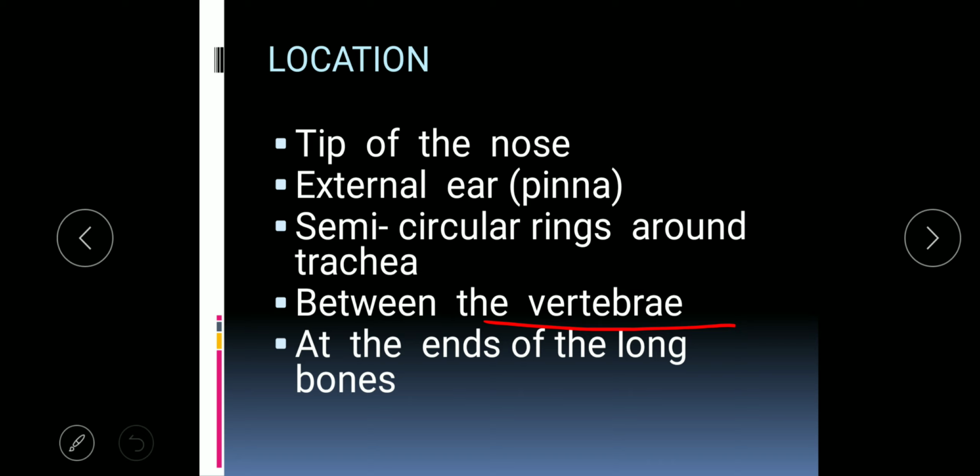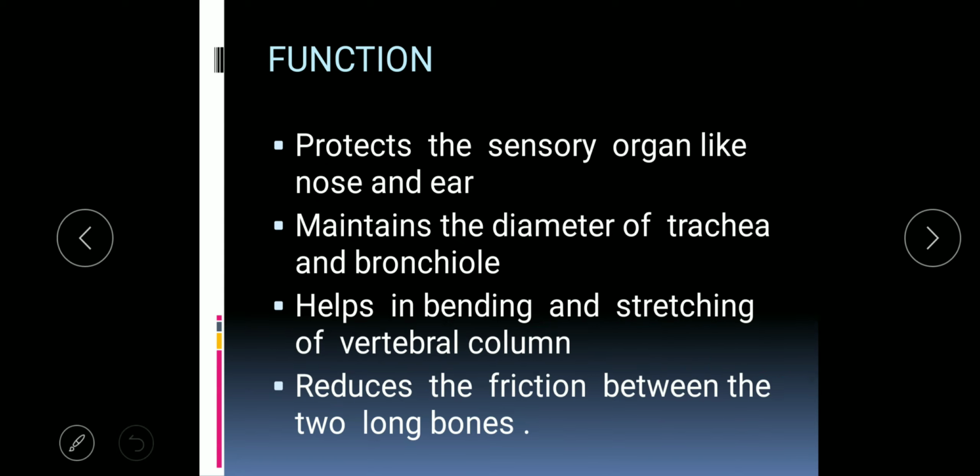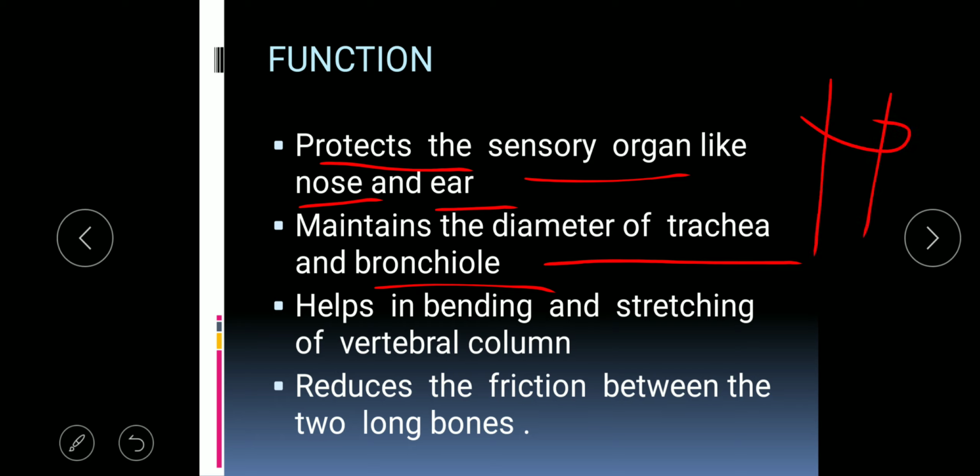It is also present as a pad between two vertebrae. There are 33 vertebrae in the vertebral column, and in between two vertebrae there is a padding made up of cartilage, known as the cartilaginous pad or intervertebral disc. It is also found at the ends of the long bones. Now let's see the function. The sensory organs like nose and ear are protected by cartilage. It maintains the diameter of the trachea and bronchioles, as it forms semicircular rings around them.